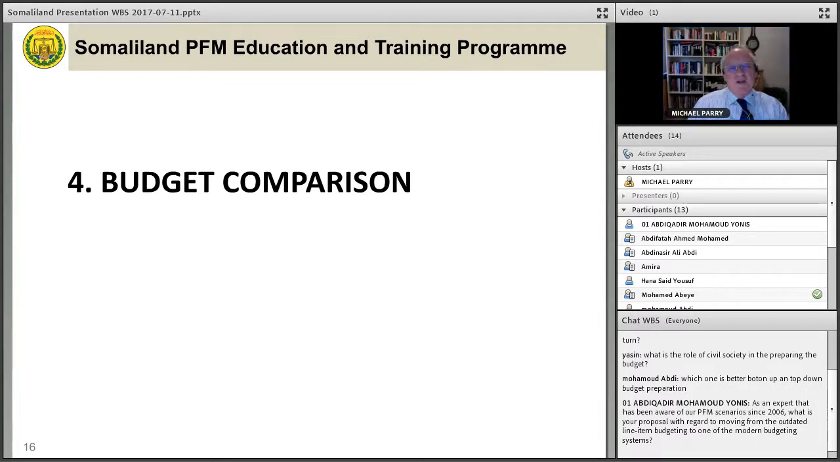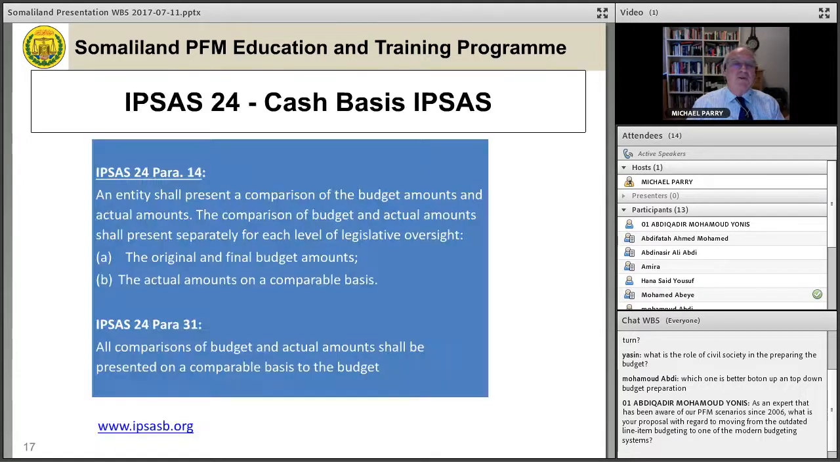Now that's the budget presentation. The last thing we're going to look at is the requirement in the cash basis IPSAS and in the accrual IPSAS to have, as part of your financial reports each year, a comparison between the budget and the actual outturn. In the accrual IPSAS, it says an entity shall present a comparison of the budget amounts and actual amounts. The comparison of budgets and actual amounts shall be presented separately for each level of legislative oversight, that's to say central government and sub-national governments such as local governments, showing the original and final budgets. That means the original budget as enacted and the budget after any amendments or supplementary budgets, and the actual amounts on a comparable basis.